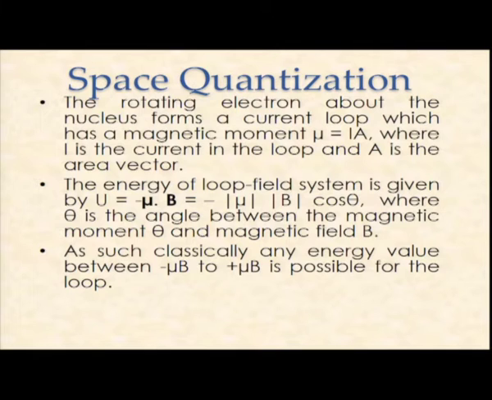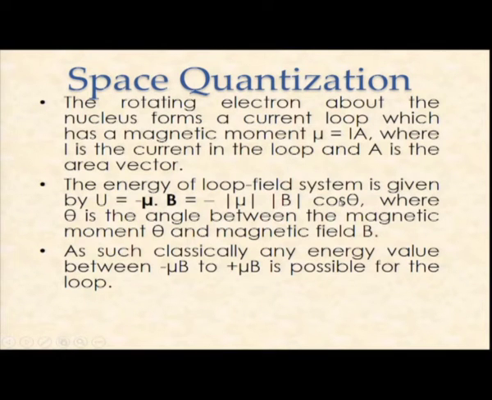This is a very basic concept in electromagnetism. A charged particle moving in a circular path will form a current loop. So a magnetic moment will be there for the charged particle. That magnetic moment is mu is equal to I into A, where I is the amount of current flowing in the loop, and A is the area vector.